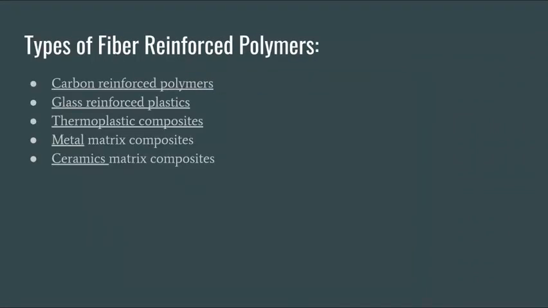So, the types of fiber reinforced polymers that we are going to talk about and you will need to know are carbon reinforced polymers, glass reinforced plastics, thermoplastic composites, metal matrix composites, and ceramic matrix composites. I think we're only going to go over carbon reinforced polymers today, and then we will go into the rest of them next class.